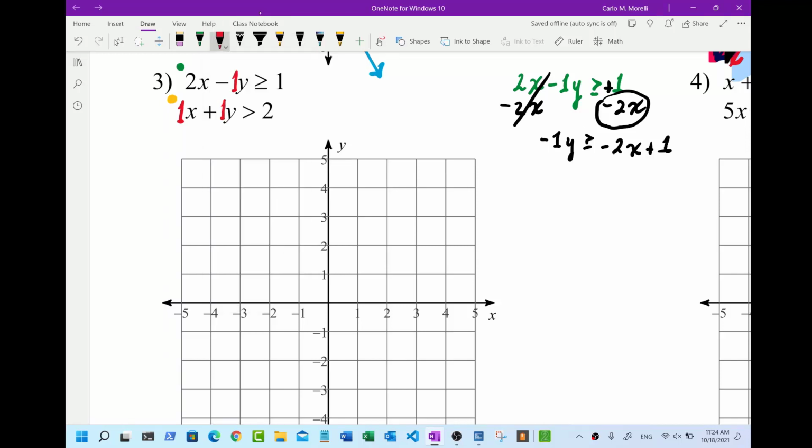Now we need to divide each thing by -1. In other words, by the coefficient of the y variable, or in normal human language, the number in front of the y. Okay, so that leaves y by itself. And did we divide by a negative? So we have to flip that sign to be this. And this becomes 2x minus 1. Okay, so that's my green.